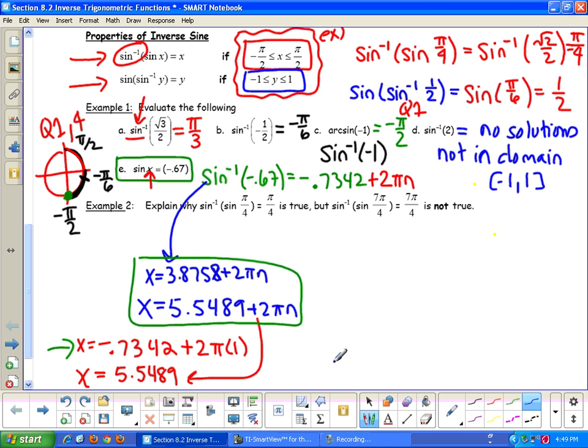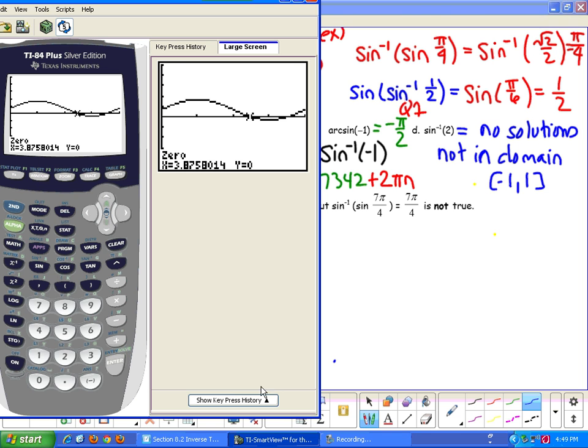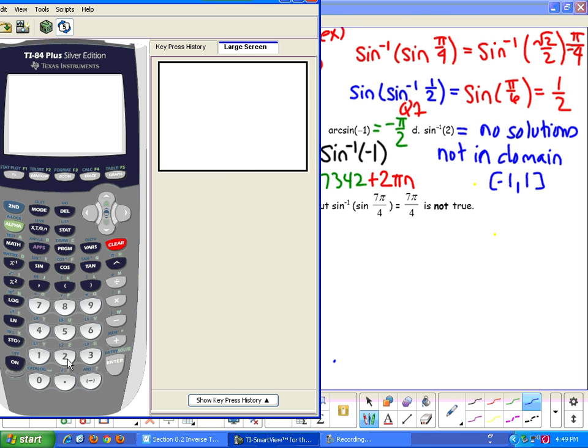So even if you try to do some things on your graphing calculator, if I go to my home screen and I try to do, let's say, the sine inverse of 3 like we had before, I know this is going to be no solution. That's why it says error domain, because it doesn't fit within my domain.